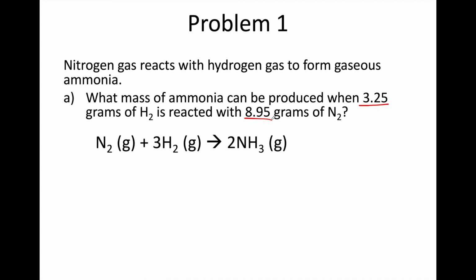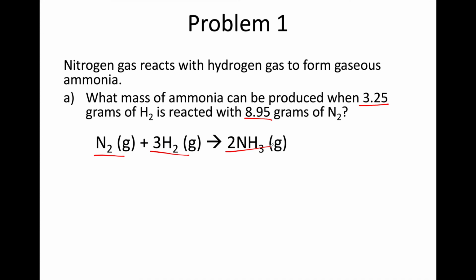So the first thing I want you to appreciate is that this is a limiting reactant problem because we are given the mass of both reactants, both hydrogen and nitrogen, so we have to figure out which one of these is going to run out first. That is going to determine the mass of our product that can be produced. So we solve this just like we've discussed before.